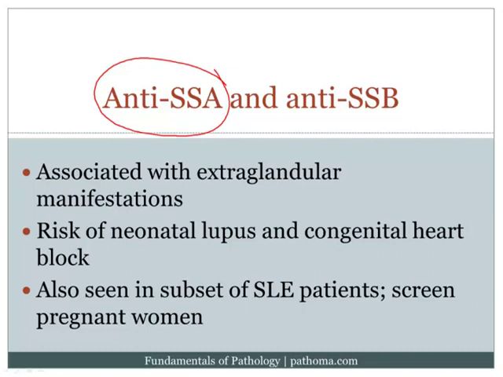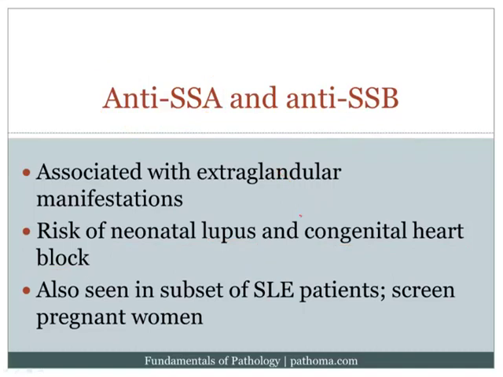And so these babies can develop neonatal lupus. Neonatal lupus is characterized by rash and hepatitis and thrombocytopenia and anemia. But most important, one of the key complications of neonatal lupus is congenital heart block. And so this is a high yield point that you want to take home: the association of pregnancy and SSA with neonatal lupus, and in particular congenital heart block.